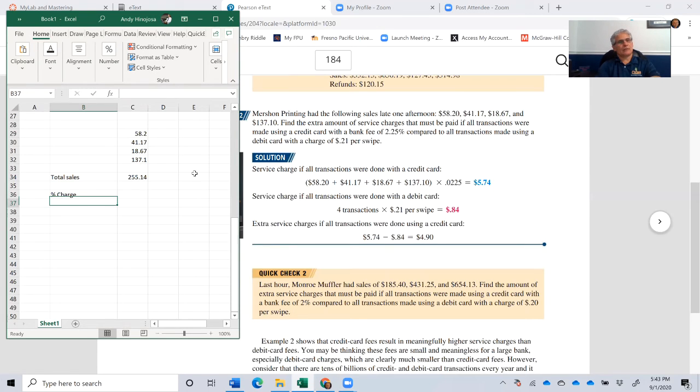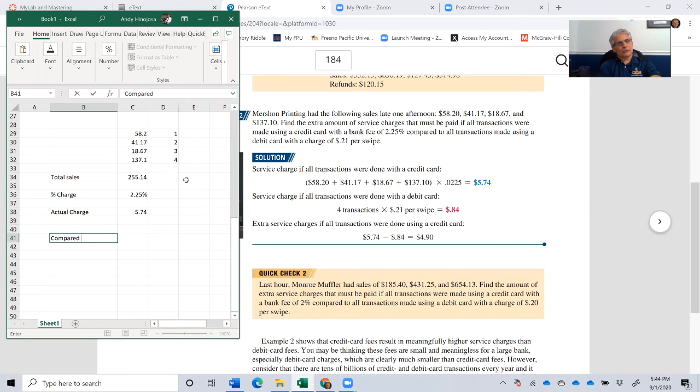Percent charge is 2.25%. So the actual charge is going to be $255.14 multiplied by 2.25%, which is rounded $5.74. And now we're going to compare that to 21 cents per swipe. Well, how many swipes do we have? Here's 1, 2, 3, 4. 4 swipes.